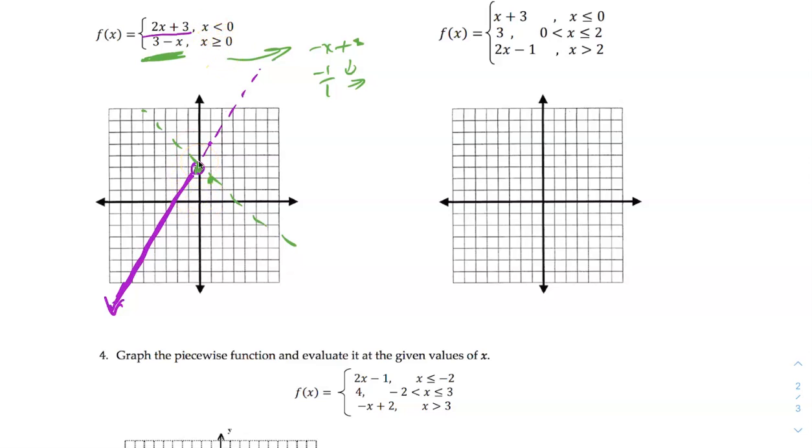So closed circle. So with a closed and open circle, what happens? The closed wins. It's just a closed circle now. So closed circle, and then we want greater than, so to the right. Like that. And there's my piecewise function.